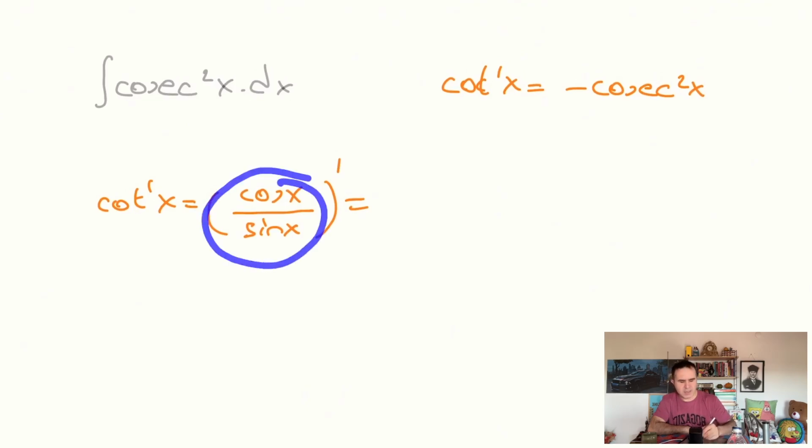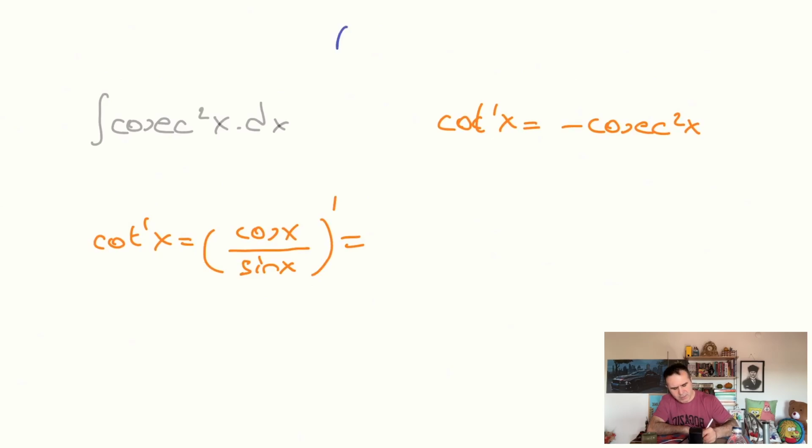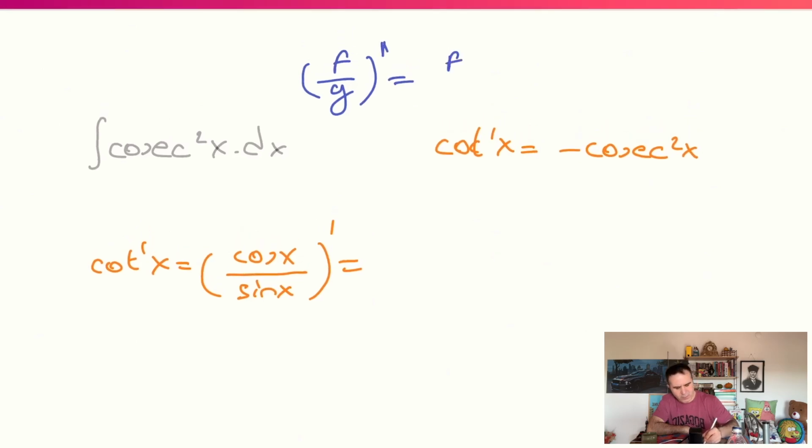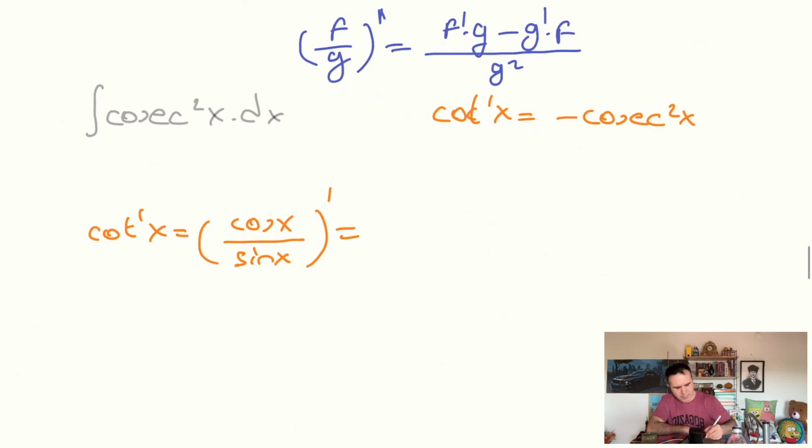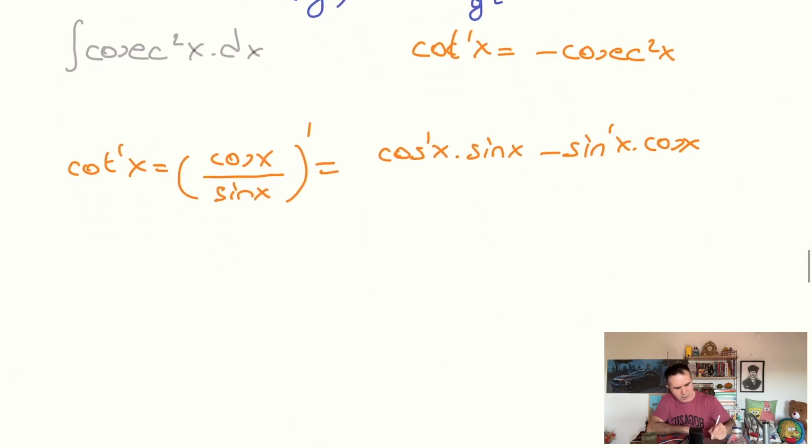We have here a division, and if we have a division like f over g, the quotient rule says that the derivative of f over g is f prime g minus g prime f over g square. And we will use this rule while taking the derivative of cosine x over sine x. This will be equal to the derivative of cosine x times sine x minus derivative of sine x times cosine x divided by sine square of x.